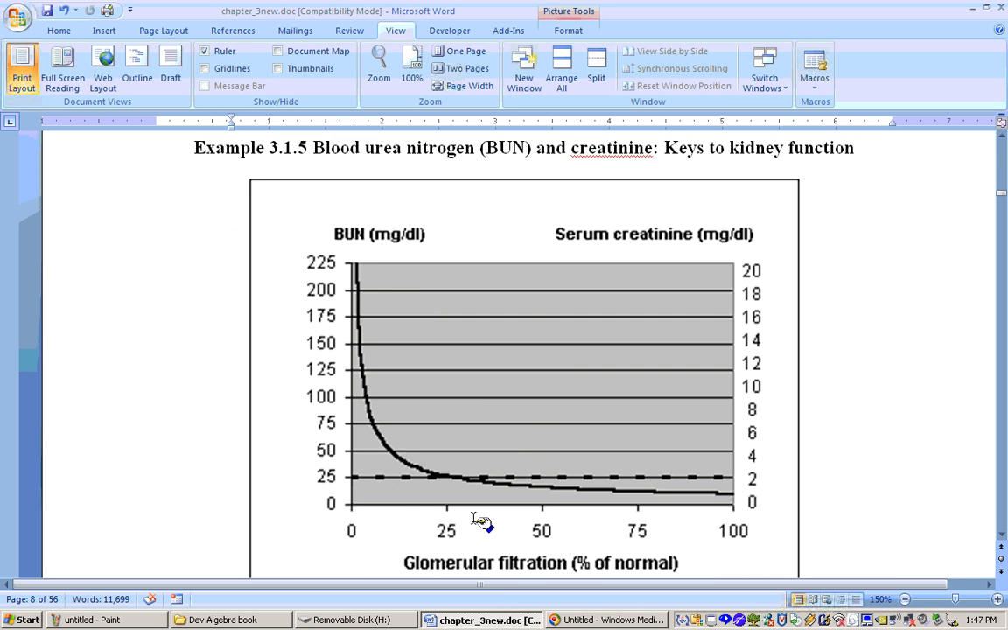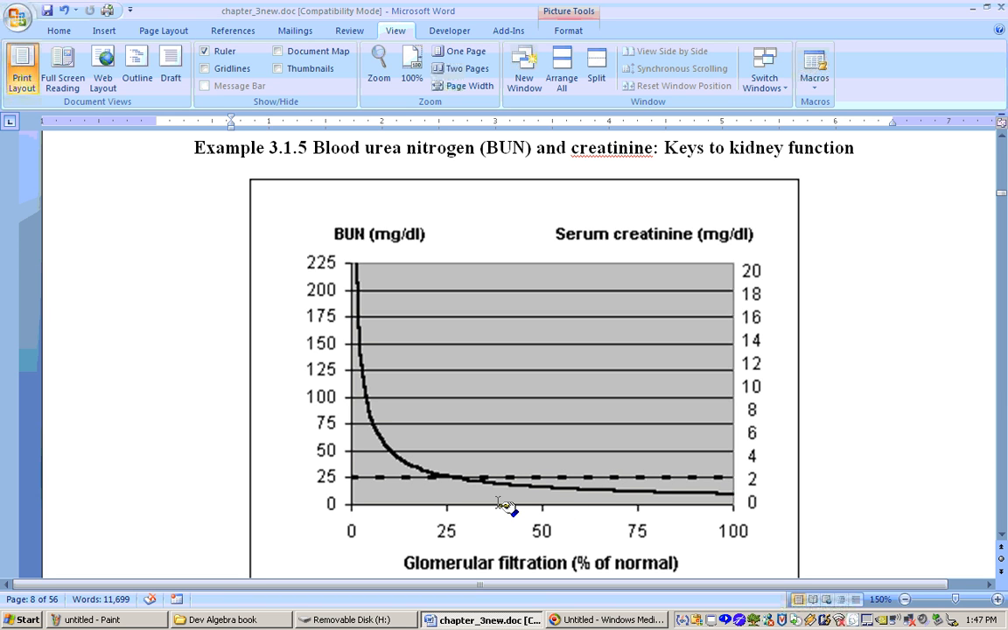This graph shows the relationship between glomerular filtration and your BUN level. It also gives you another variable over here that correlates to your blood urea nitrogen level, your BUN, and that's your serum creatinine level. Now, it gives you this little dotted line right here, and that is when you are having normal kidney function.